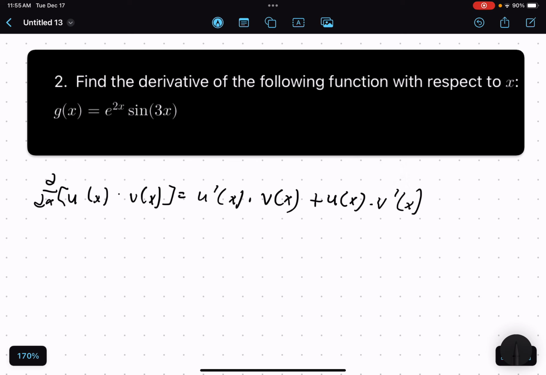So in this case, when we're looking at the question above, e to the 2x is going to be equal to u of x, and sine 3x is going to be equal to v of x. I'm just determining it based on the order. So we need to differentiate both. The first thing I'm going to do is take the derivative of e to the 2x.